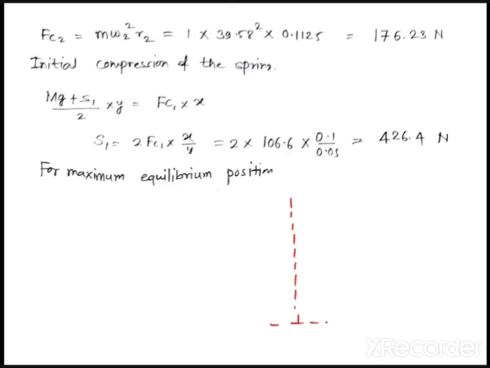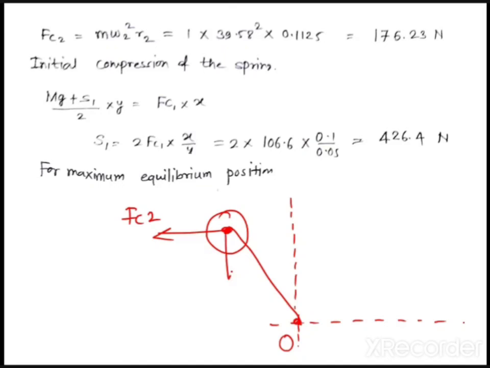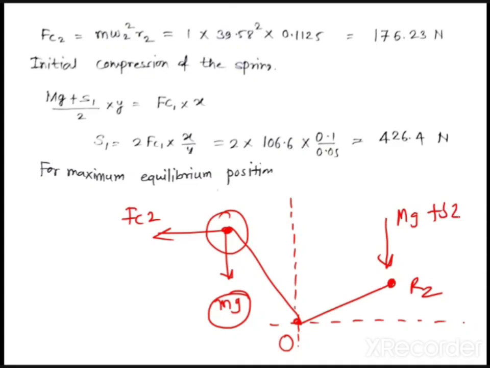Draw these two vertical and horizontal lines. For the maximum position, this will be outwards. This will be FC2, and this will be mg. But here we are neglecting mg. Remember, this is the R2 point, and here you are getting (mg + S2)/2.